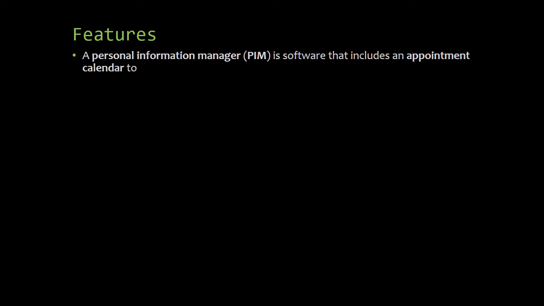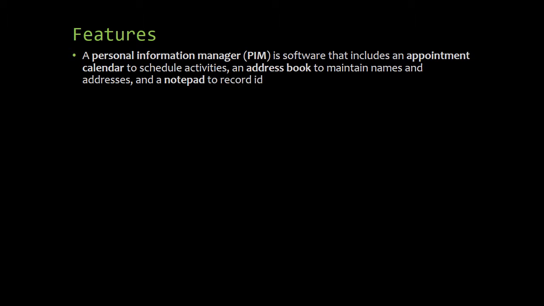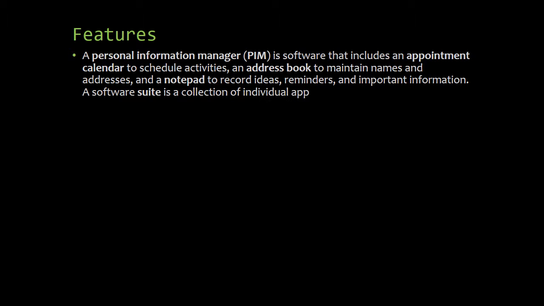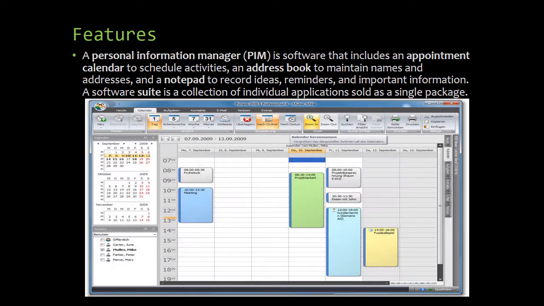A personal information manager, or PIM, is software that includes an appointment calendar to schedule activities, an address book to maintain names and addresses, and a notepad to record ideas, reminders, and important information. A software suite is a collection of individual applications sold as a single package.